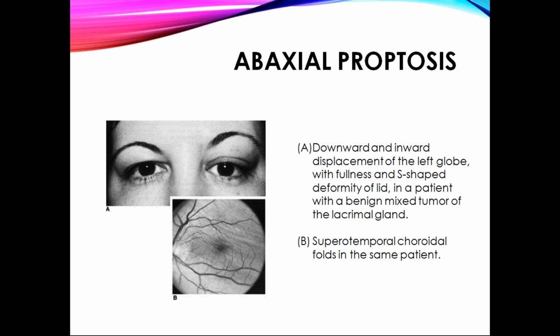Whenever there is an axial proptosis, the tumor is present in the intraconal space, and when there is an abaxial proptosis, the tumor is either superotemporal or superonasal, whichever direction it is, it pushes the eyeball in exactly the opposite direction, 180 degrees to it.